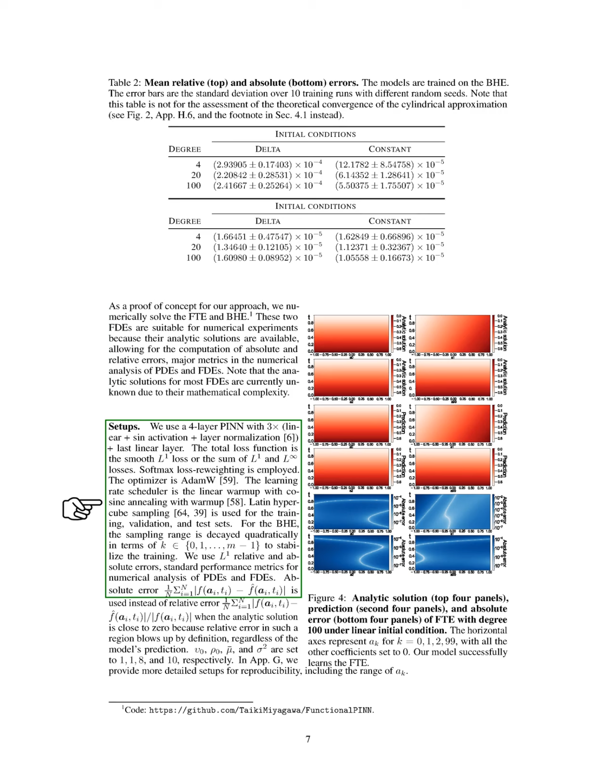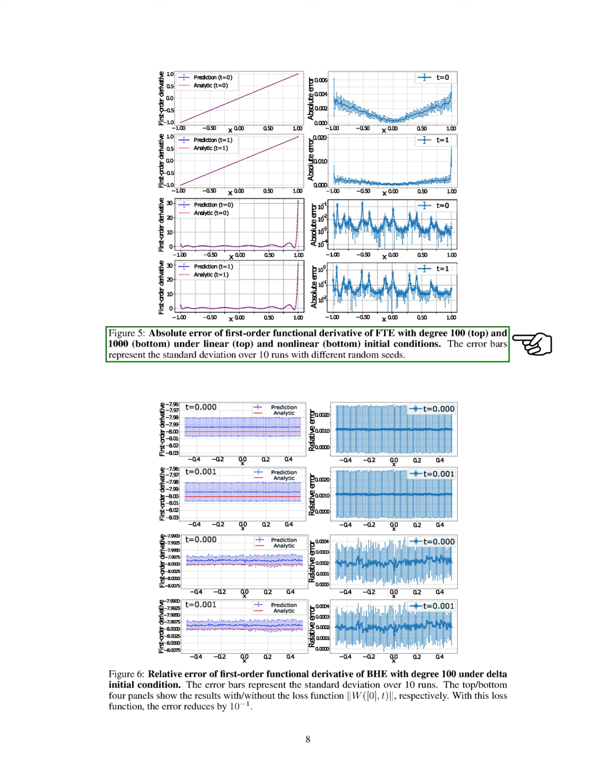For our setups, we utilize a 4-layer physics-informed neural network, PINN, that combines 3 types of layers: linear, sign activation, and layer normalization, followed by a final linear layer. Our total loss function is based on the smooth L1 loss, which is the sum of L1 and L infinity losses, and we apply softmax loss reweighting. We use the AdamW optimizer and a learning rate scheduler that features a linear warm-up followed by cosine annealing.